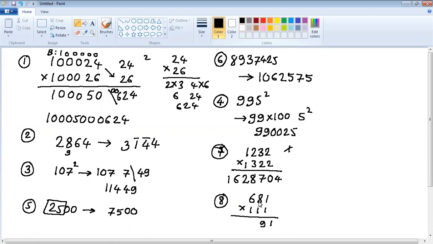6 plus 8, 14. 14 plus 1, 15. Sorry, third step, there is 1 carry. 6 plus 8, 14 plus 1, 15. So 5 carry 1. Next is 6 plus 8, 14 plus carry, again it becomes 15, again carry 1, and then 6 plus that carry 1, 7. 7, 5, 5, 9, 1.